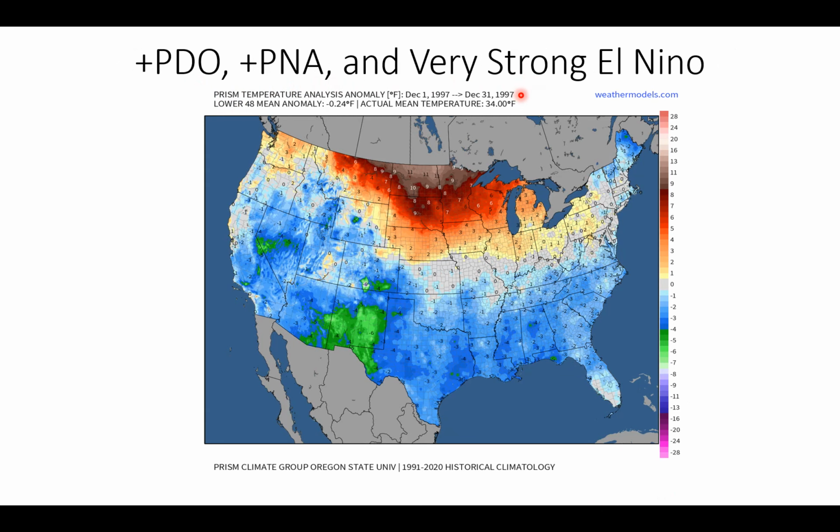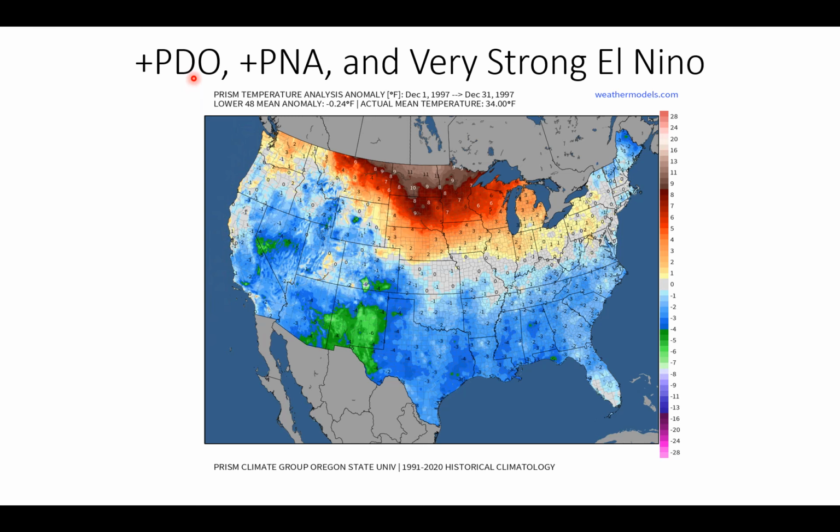What happens if we take a positive PDO, a positive PNA, and a very strong El Nino? Now, this happened in December of 1997. Positive PDO, okay, and a positive PNA. Those are usually associated with each other, so those kind of go together. But then a very strong El Nino as well. So colder than normal water temperatures here off the west coast of the United States. I'm sorry, warmer than normal water temperatures. I'm getting mixed up here. With a positive PDO, we have warmer than normal water temperatures off the west coast of the United States.